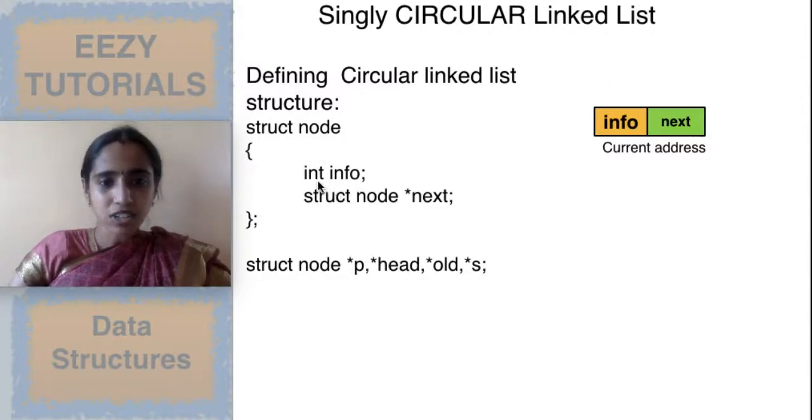Inside the structure I am having int info. Next is a pointer, so put star. This is pointing to a node itself, so struct node star next. So the structure is over. I am closing it with the close bracket followed by a semicolon. So this is the definition for node present in the linked list.